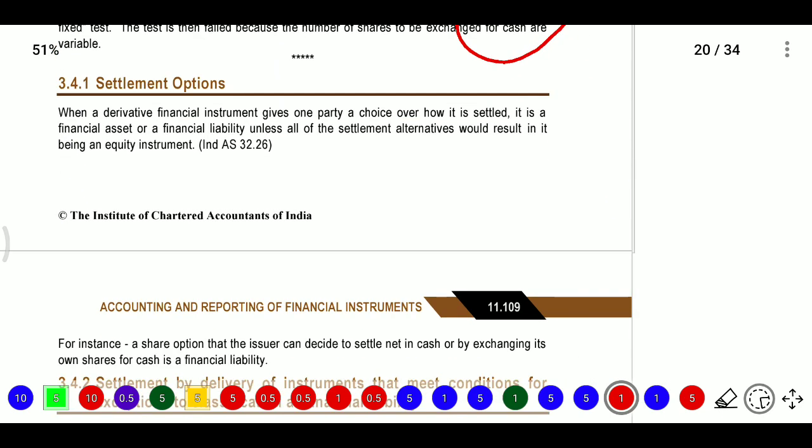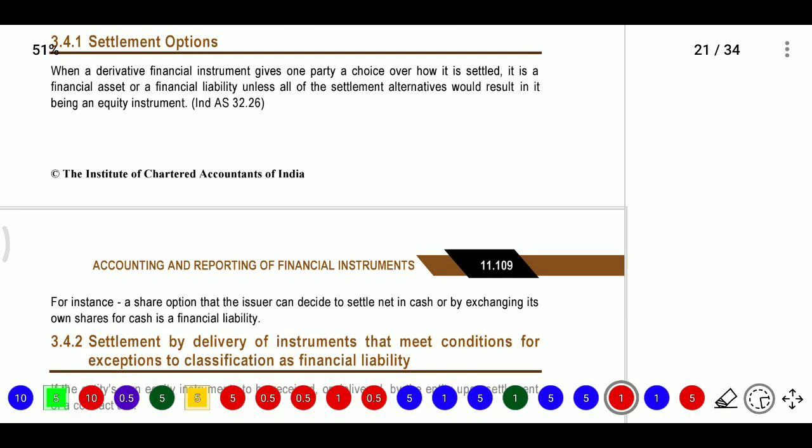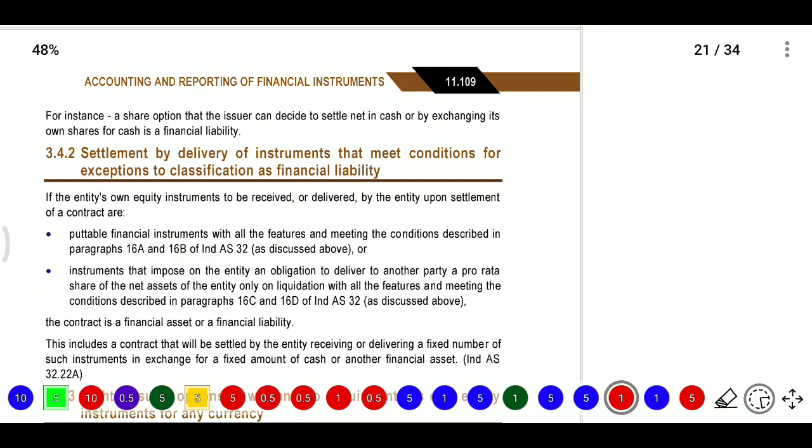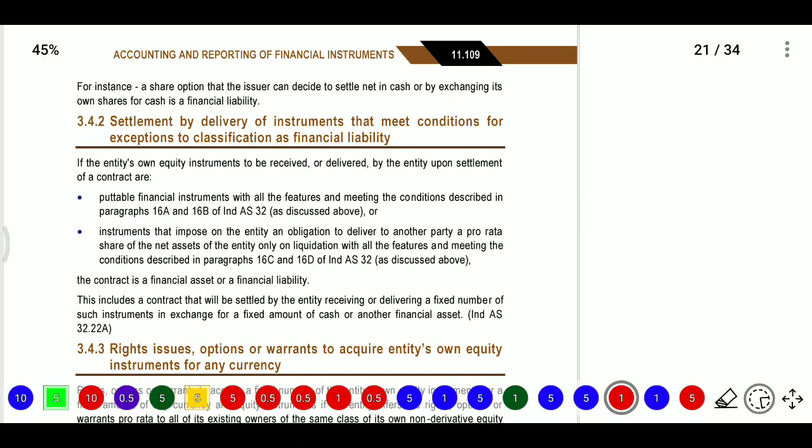Now settlement options. In settlement options, where a derivative financial instrument gives one party a choice over how it is settled, it is a financial asset or financial liability unless all settlement alternatives result in equity instruments. I think I will continue in the next video.